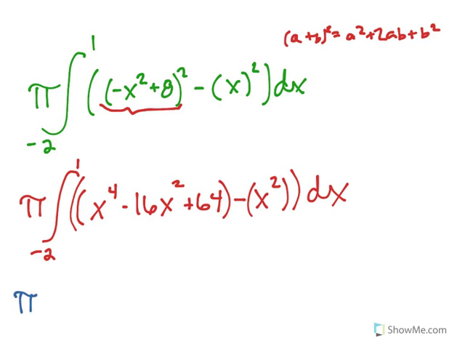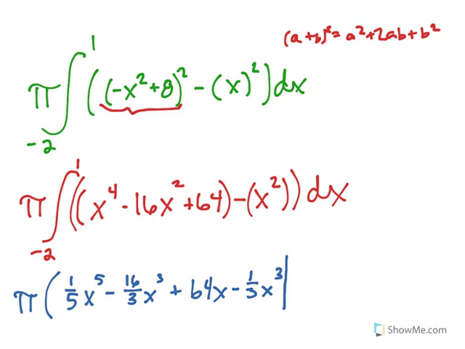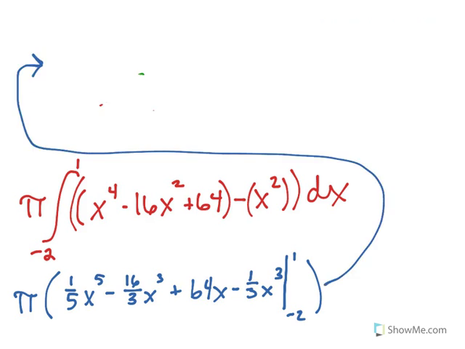So it's going to be pi, the parentheses, 1/5 x to the 5th minus 16 over 3 x to the 3rd plus 64x minus 1/3 x to the 3rd from negative 2 to 1. I know it's weird I put the actual integral parts inside the parentheses, but this is what we can do with pi afterwards. So what I'm going to do is erase a little on the top here. And for a non-calculator question on the AP, all you have to do is fill in the 1 and the negative 2, upper minus lower.